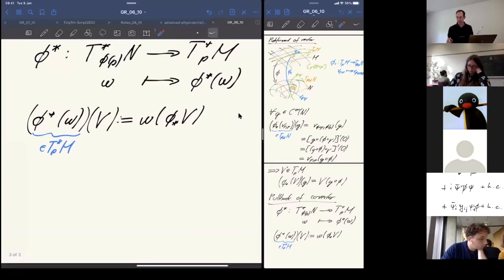So instead of evaluating the covector on a vector given here, the question is essentially how does this act on a vector on M? How does the pullback act here? What you do is you move the vector to here and then just apply omega.